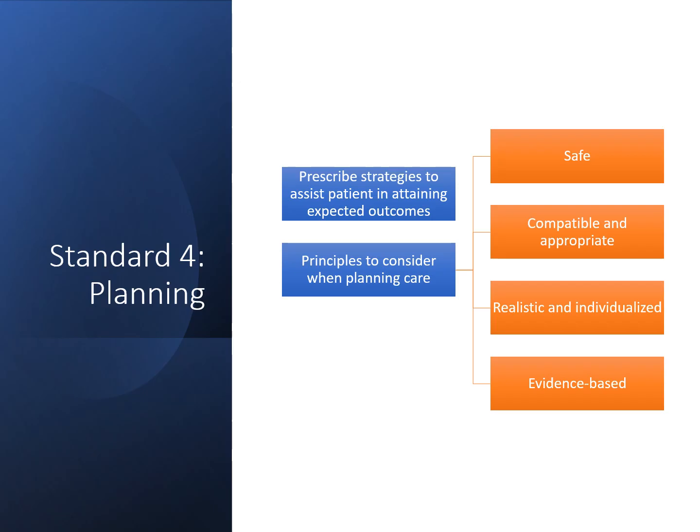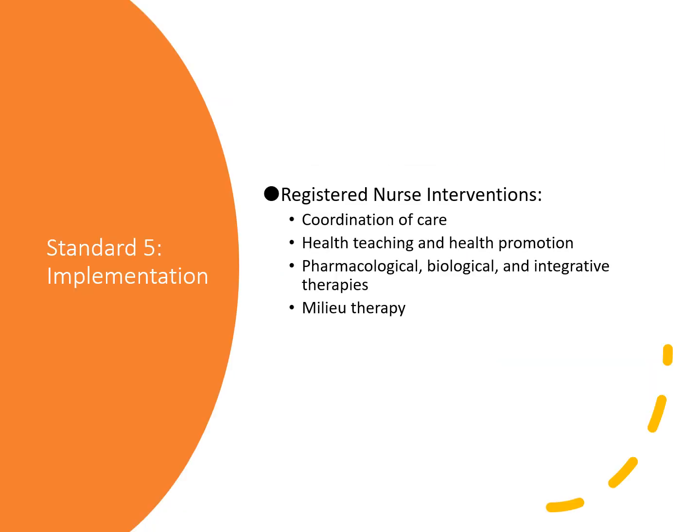And again, like I said, it must be safe, compatible, and appropriate for that client, realistic, individualized, and again, based on evidence base. So registered nurses intervention, again, that's standard number 5, where we implement what we say we were going to do, and implementation is what we did. Okay, so nursing interventions, this is where we're going to coordinate care.